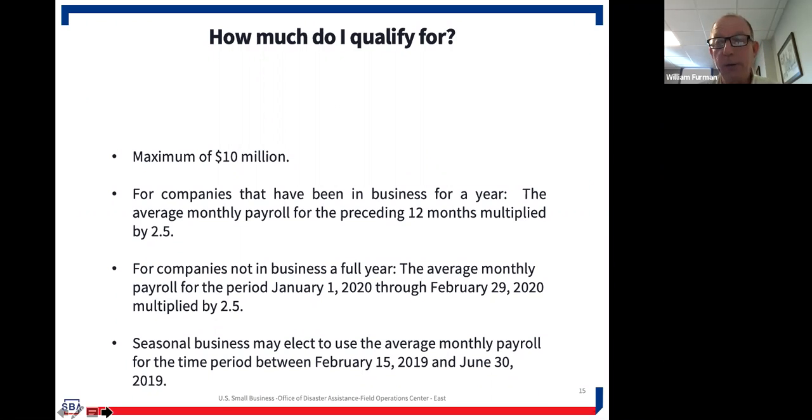That can include other things like vacation pay and other benefits. You calculate that average payroll and multiply it by 2.5, which represents 10 weeks. So if I have an average month of $10,000, I multiply that by 2.5, and that gives me a loan amount of $25,000. That would be my loan amount for PPP, of which I would have to spend 75% on payroll, and then I could use the other 25% for rent, utilities, and mortgage interest. That is how you calculate what you qualify for.